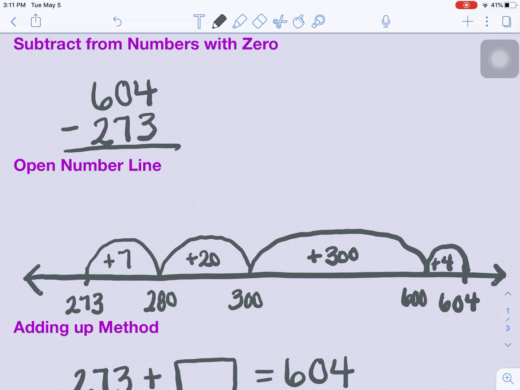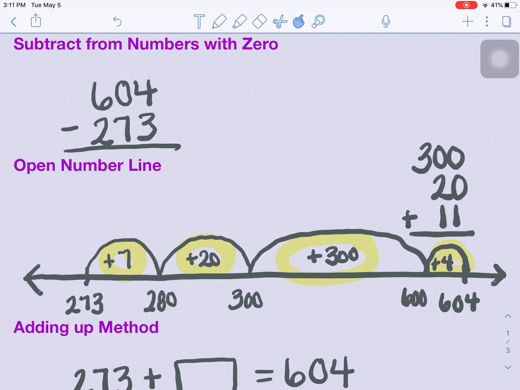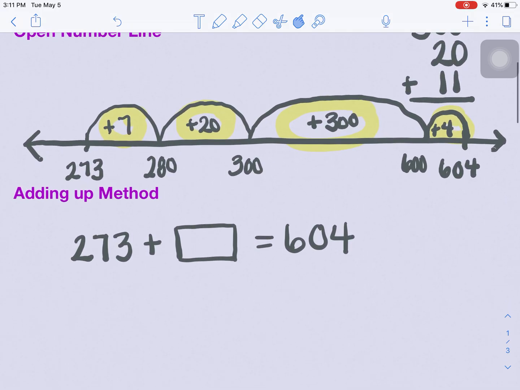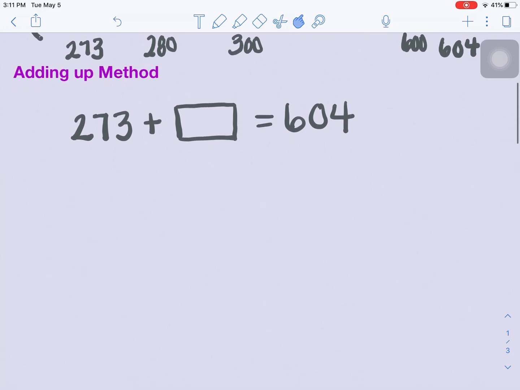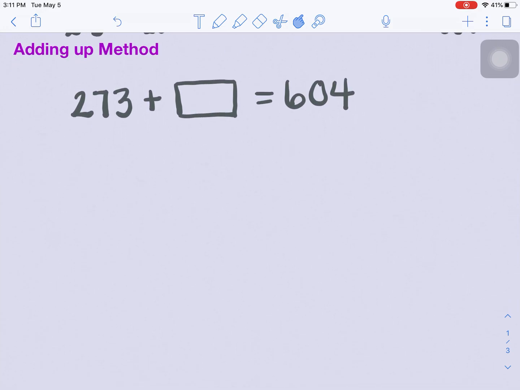So another 4. In this case, I would add my 300, I would add my 20, and I would add 7 and 4. I know 7 and 4 is 11, and I would add those all together to get my answer. Now let's try the add up method to see if that can help us as well. I never actually said what the answer is, so we'll go back and double check.